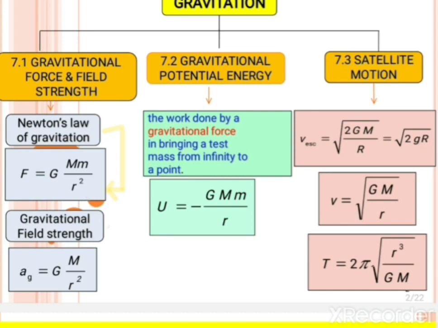In this subtopic also, we will learn about gravitational field strength. The formula is Ag equal to Gm over r squared. For subtopic 7.2, gravitational potential energy means the work done by a gravitational force in bringing a test mass from infinity to a point. The formula is U equal to negative G m1 m2 over r.